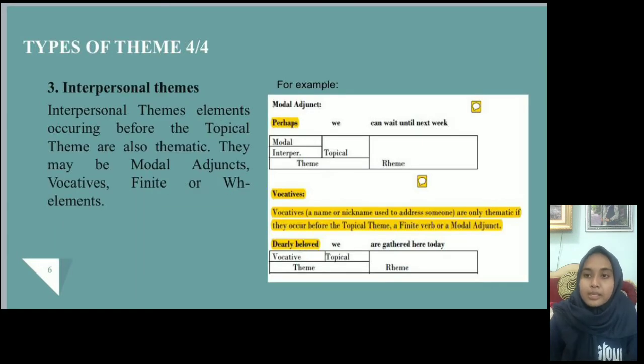And vocative. Dearly beloved is vocative with topical and it's included in theme, and our gathered here today is rhyme. Thank you.